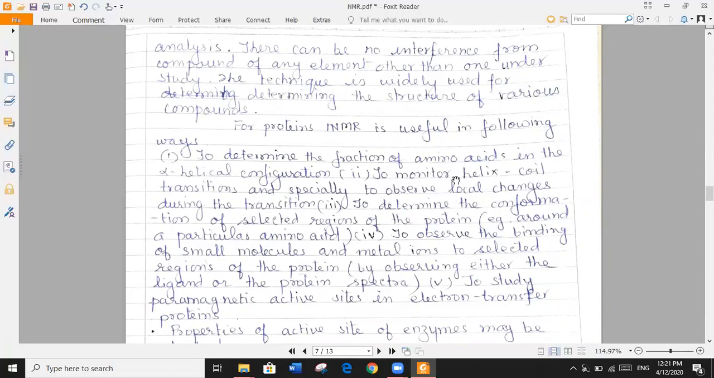When helix and coil are changing into each other, sometimes during denaturation also this happens, so this can be detected. It is used to determine the conformation of selected regions of protein around a particular amino acid. NMR can be done to observe the binding of a molecule and metal ions to selected regions of the protein by observing either the ligand or protein spectra.